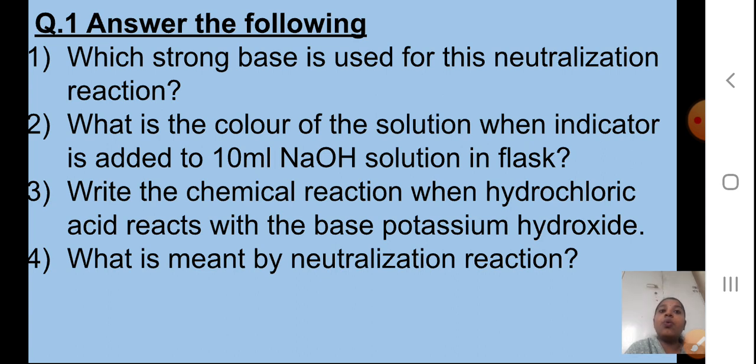Second question, what is the color of the solution when indicator is added to 10 ml NaOH solution in the flask? Third question, write the chemical reaction when hydrochloric acid reacts with the base potassium hydroxide. Okay, you will write the chemical reaction. Fourth question, what is meant by neutralization reaction? Okay, students, did you understand these 4 questions? This is your question number 1.